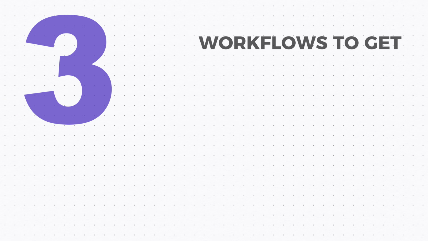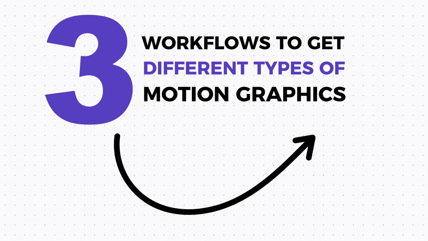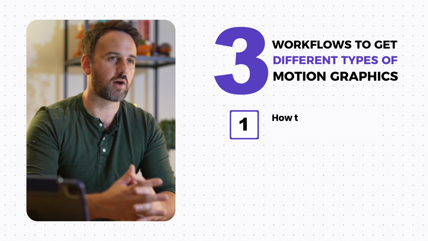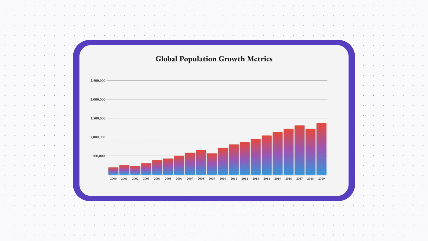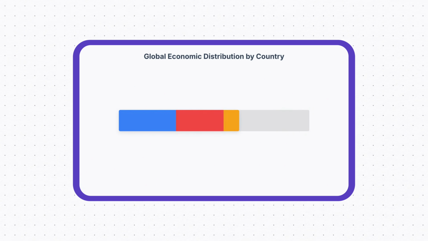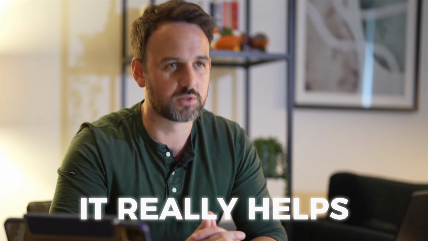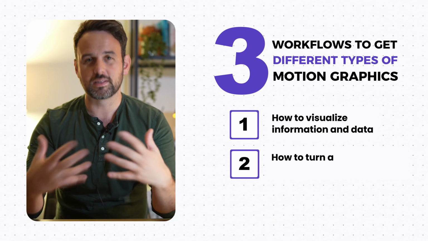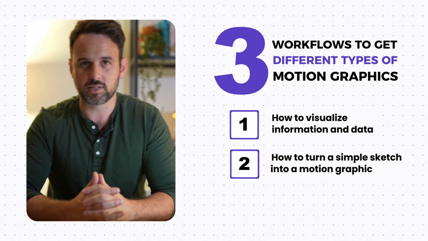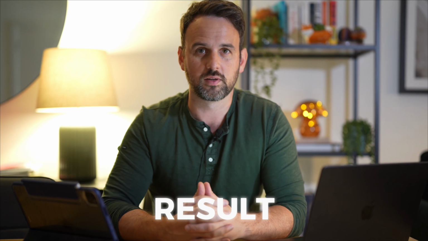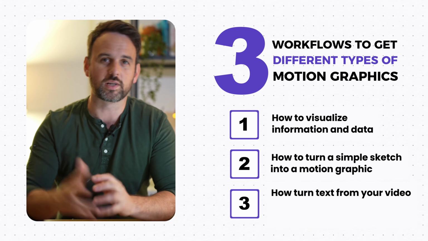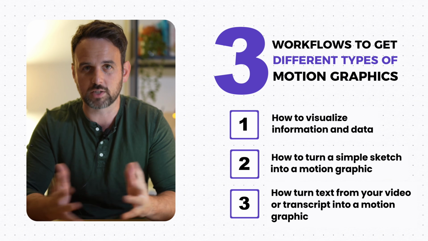We're going to go through 3 workflows to get different types of motion graphics that you might need. The first one is going to show you how to visualize information and data into things like animated graphs and charts. This is a game changer when you want to break down complex topics in your videos. It really helps increase retention. Then I'm going to show you how to turn a simple sketch that you might put on a napkin or a piece of paper and turn that into a motion graphic. A very simple workflow to get that result. And then finally, and one of the easiest wins, is turning simple plain text from your video or transcript into a motion graphic. So let's jump straight in.